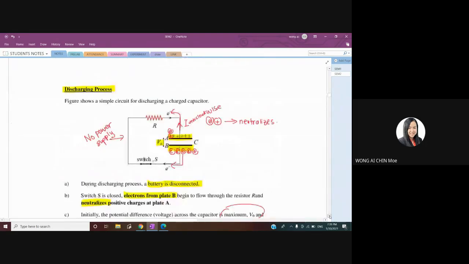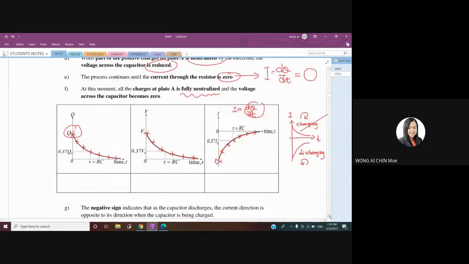For the discharging process, initially there's a charge inside the capacitor. When the battery is disconnected, your charge is reducing, and the potential difference across the capacitor also reduces. So our equations are Q equals Q naught exponential negative t over RC, and V C also equals V naught exponential negative t over RC. I equals negative I naught exponential negative t over RC. The negative here shows the direction is opposite to the initial charging process. So this is the difference.